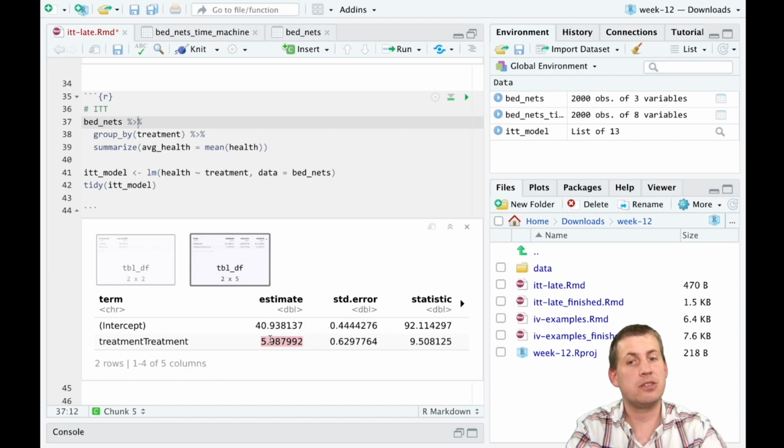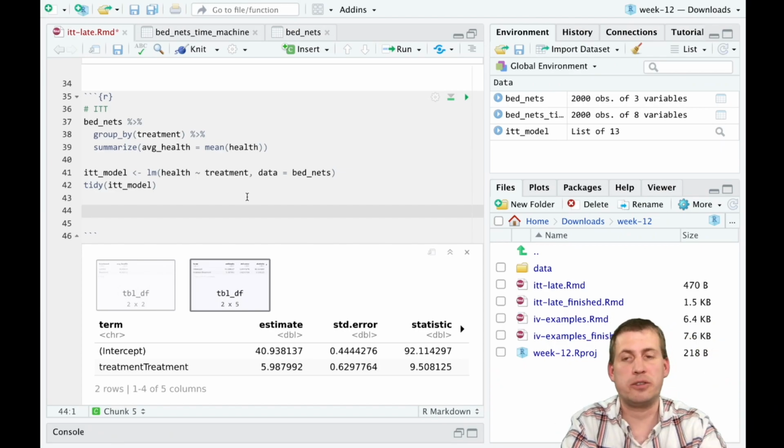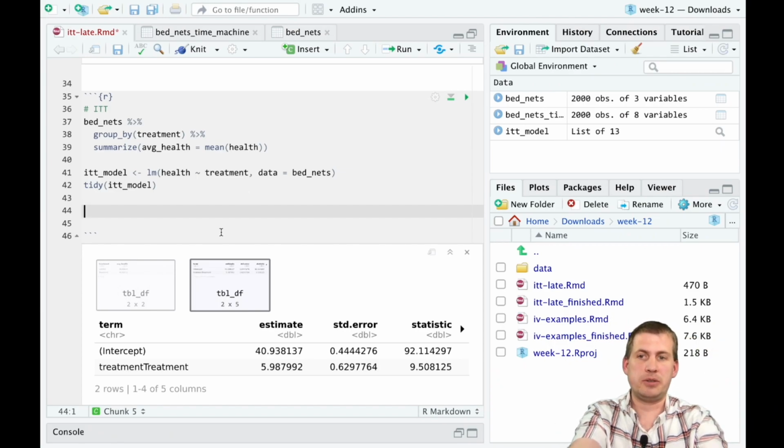So our intent to treat effect, the effect of being assigned to be in the treatment group, is this number here, this 5.9877, etc. So we found one part of our formula. For convenience, what we're going to do is just save this 5.98 as just a variable so we can refer to it later, so we don't have to type out 5.9879992, etc. So to do that, we're just going to make a new variable called ITT, and that's going to equal, we're going to run tidy on this model, so tidy ITT model.